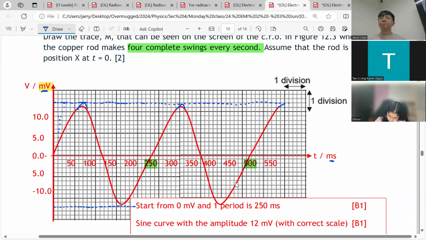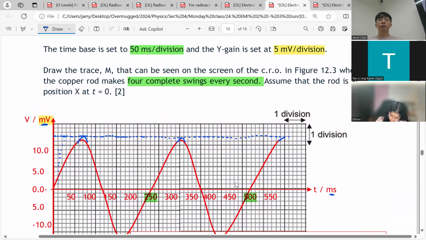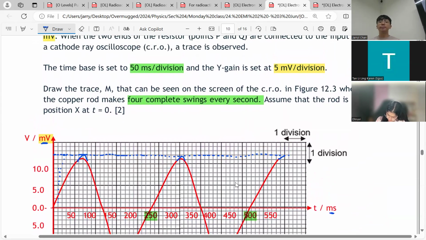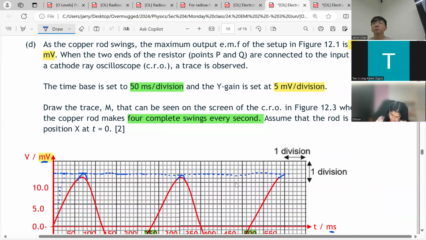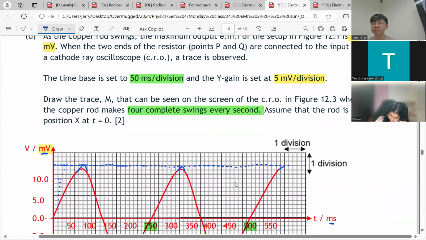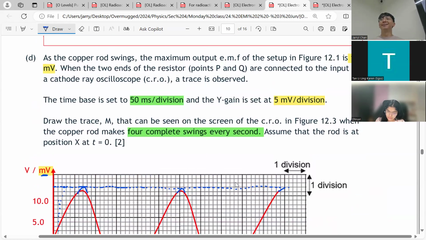Okay, how did I manage to find the period? Green color is your biggest clue here. With 15 milliseconds per division, why did I intentionally make it yellow and green color? The 4 complete swings every second is a hint to me that I was asking Regine.